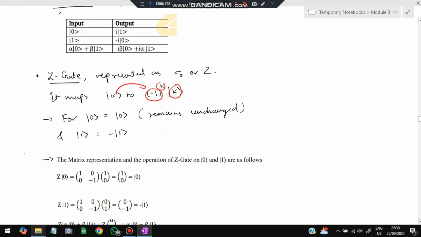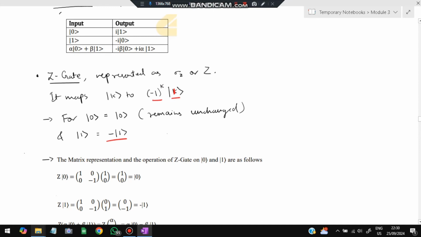Okay, so if it is an odd number, it will be minus, and if it is an even number, it will be positive. So here we have the 0 which remains unchanged, because minus 1 power 0 will be equal to 1, and here k will be 0. So 0 will be 0 only, but 1 will become minus 1. How will it become minus 1? The k's value will be 1 here, so it will become minus 1, and since k is 1 here, it will be minus 1 into 1, so this is minus 1 1.